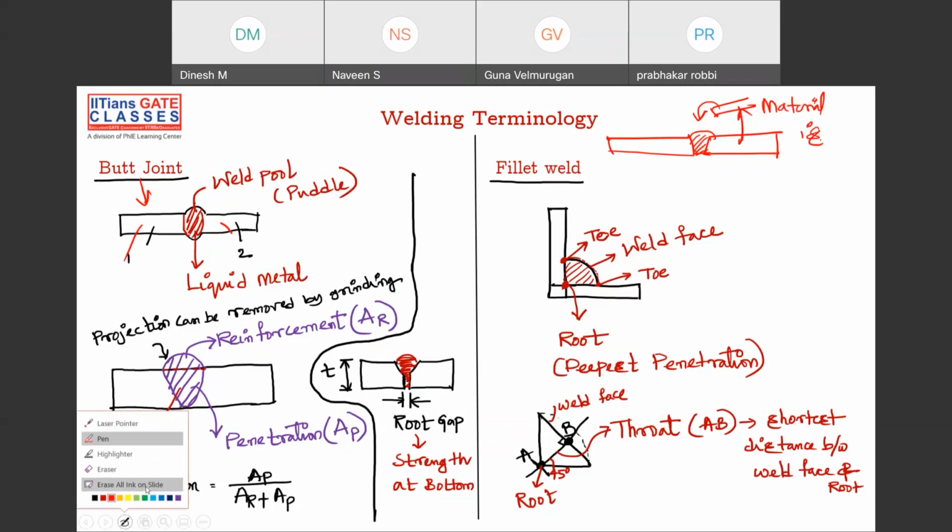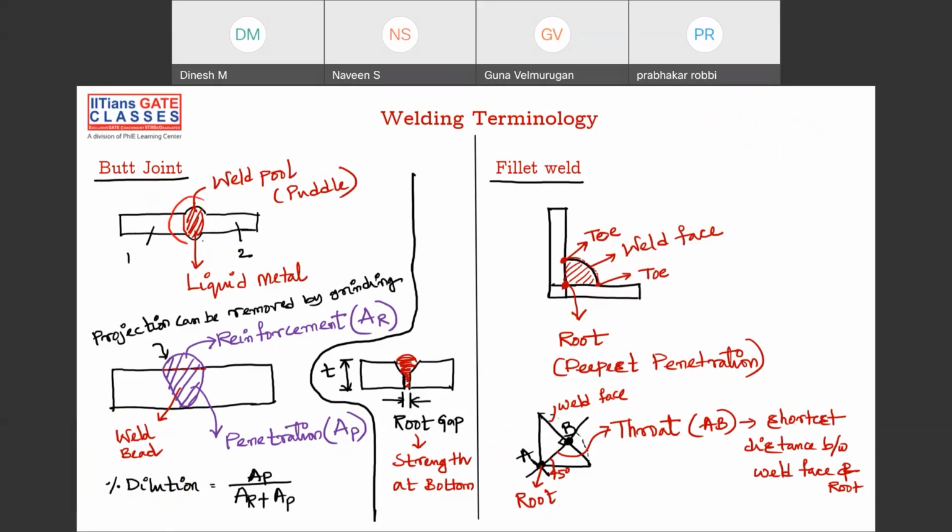Very good. Now you're trying to fill the material with the help of heat. You're applying heat, and after heating the metal is converted into the liquid stage. This is called the weld pool, or weld puddle as they also say. Now after solidifying, this is how it looks.